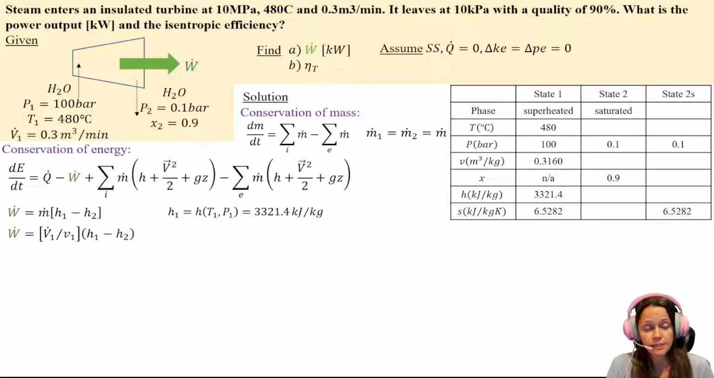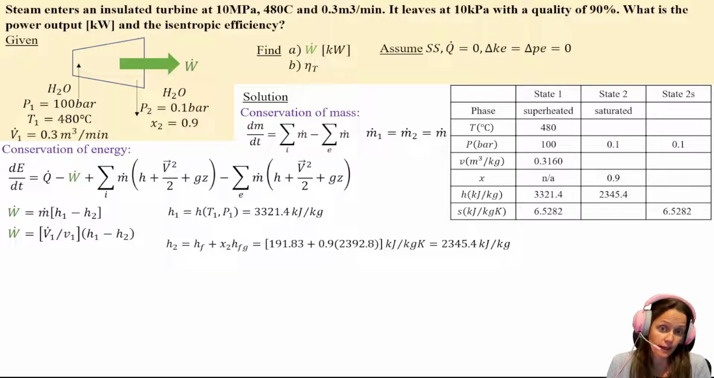If you look on the saturated tables, you'll see that it's superheated, and you can see that in the table on the upper right-hand corner. So I've labeled that it's superheated. I've pulled the specific volume off of table A4, as well as the enthalpy, and I think I'll probably need the entropy as well, so I've pulled that too. And then I've also updated my table at state 2s to reflect that S1 and S2s are equal to one another. And for H2, remember they gave me a quality in the problem statement. So state 2 is defined at 0.1 bar with a quality of 0.9, and it's saturated, of course.